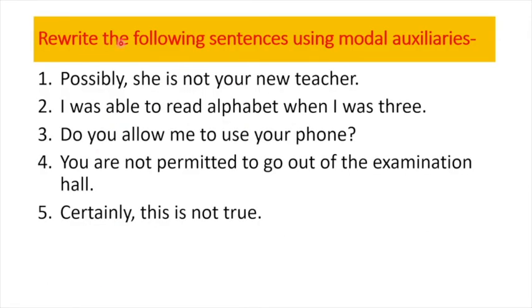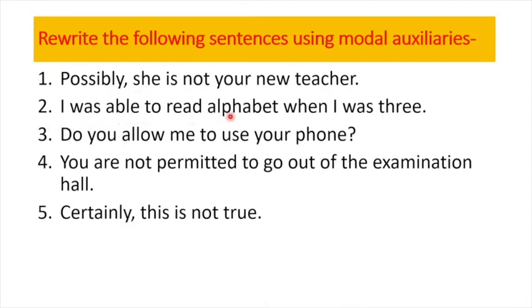Now, rewrite the following sentences using modal auxiliaries. Here are some sentences for you, and you have to rewrite them, picking up the sense from the sentences, what the person is trying to say, and what is the situation. According to that, you have to use the appropriate modal auxiliary. First one is, possibly she is not your new teacher. Possibly. Here we are expressing possibility.